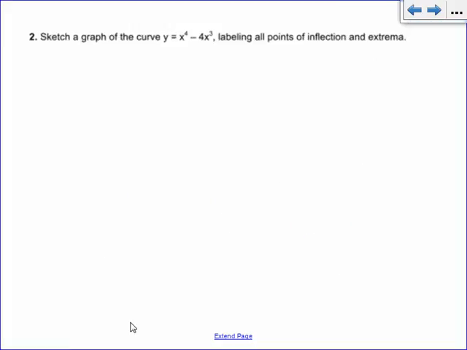All right, so number 2: sketch a graph of the curve, labeling all points of inflection and extremes. It's the same thing, but now I know that I have to find all the extremes, all the maximums and minimums. As we go through, we're going to find where f prime equals 0, where f double prime equals 0, and so on, and find all the y values for those. Go ahead and do it along with me. Find the first derivative, find the second derivative, set them equal to 0.